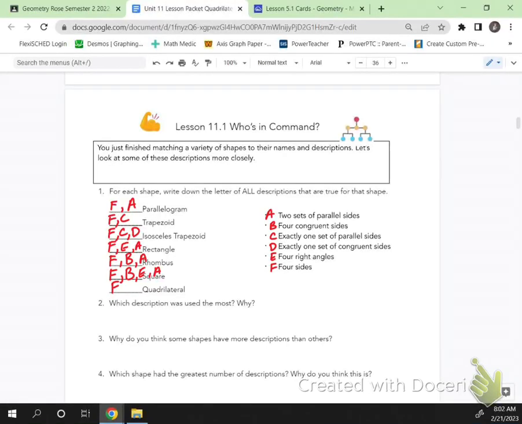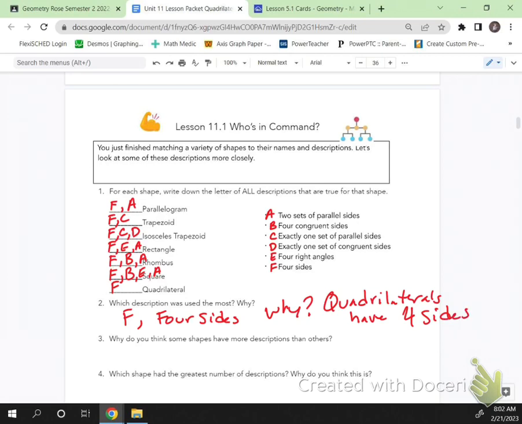All right. Which description was used the most and why? F, which is 4 sides. Why? Because they're all quadrilaterals. That's the definition of a quadrilateral. Quadrilaterals have 4 sides.